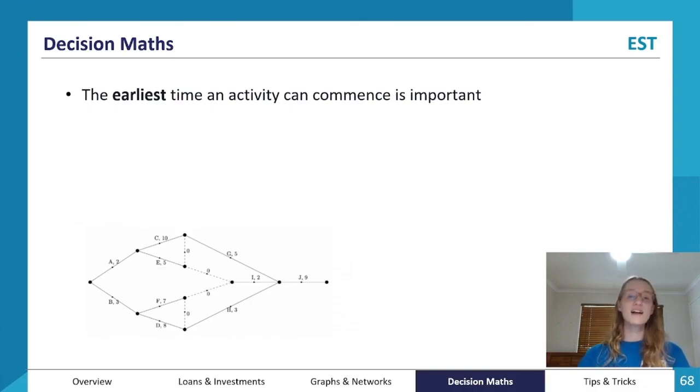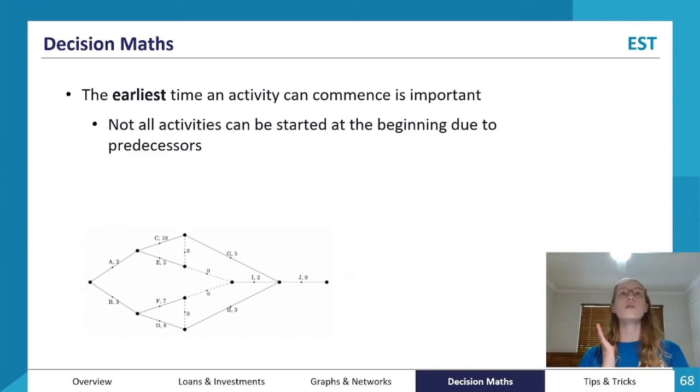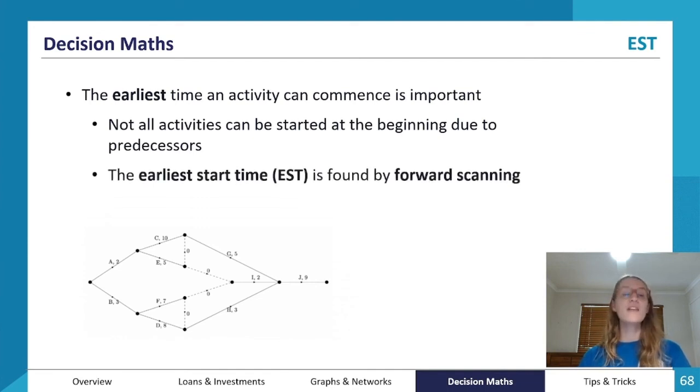So the earliest start time an activity can commence is important because most of the time we want to start activities as soon as possible. And not all activities can be started at the beginning due to predecessors, like what we've already talked about. The earliest start time is found by forward scanning. So A and B, because they don't have any immediate predecessors, can be started right at the beginning of the project. They can be started at time point 0.